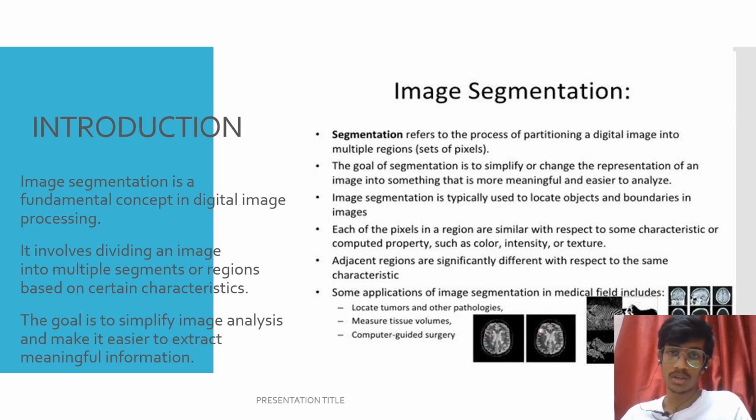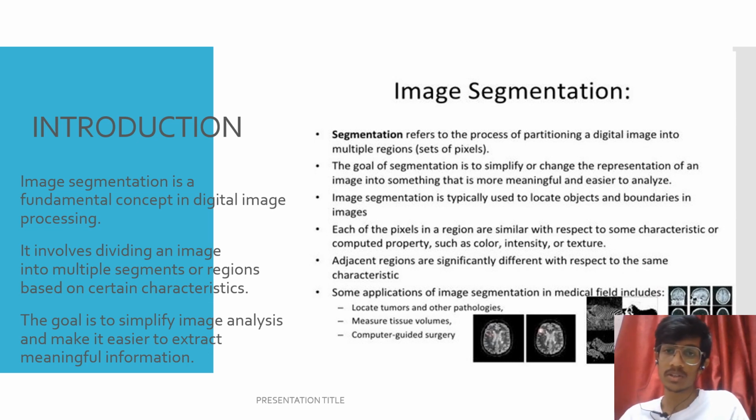As you can see, I have mentioned some of the points. Image segmentation refers to the process of partitioning a digital image into multiple regions based on sets of pixels. So an image is segmented into multiple regions. The goal of segmentation is to simplify or change the representation of an image into something that is more meaningful and easier to analyze. Suppose there's a complex image and it has to be broken down to simplify it. So segmentation is used.